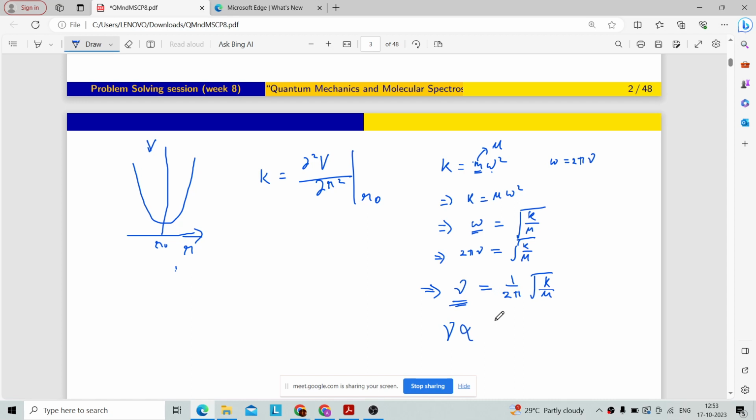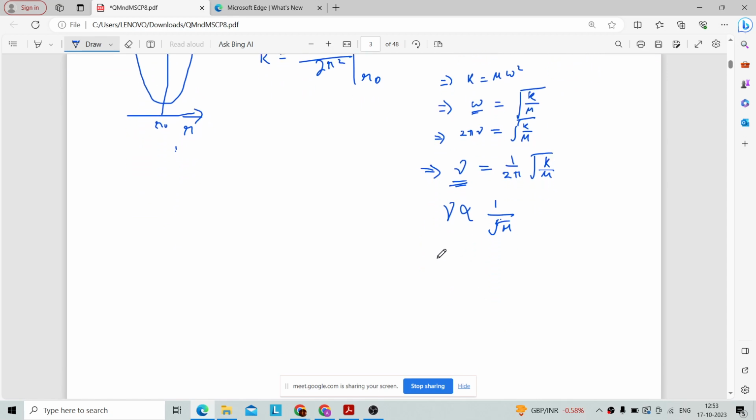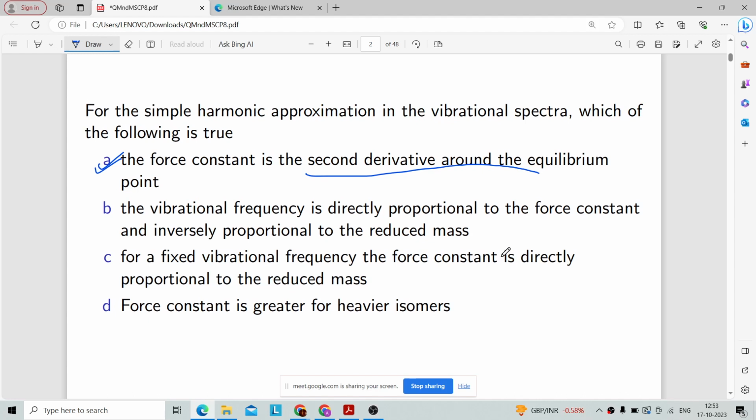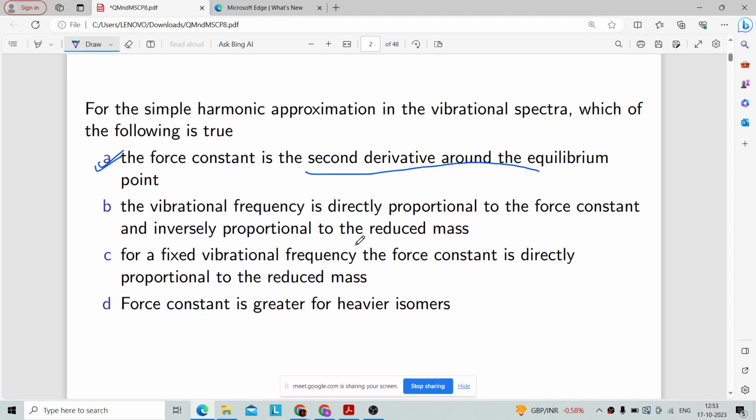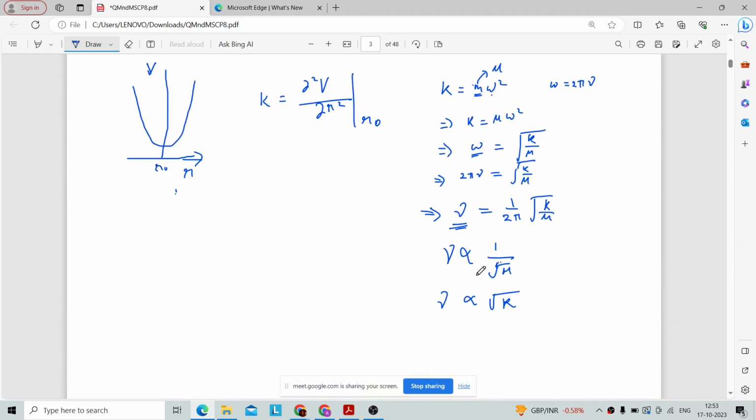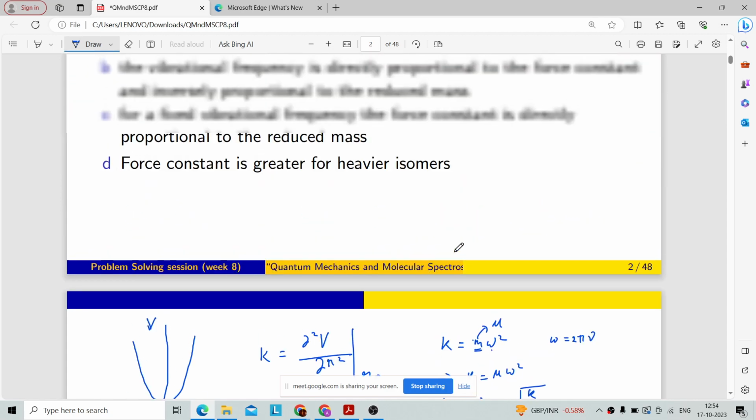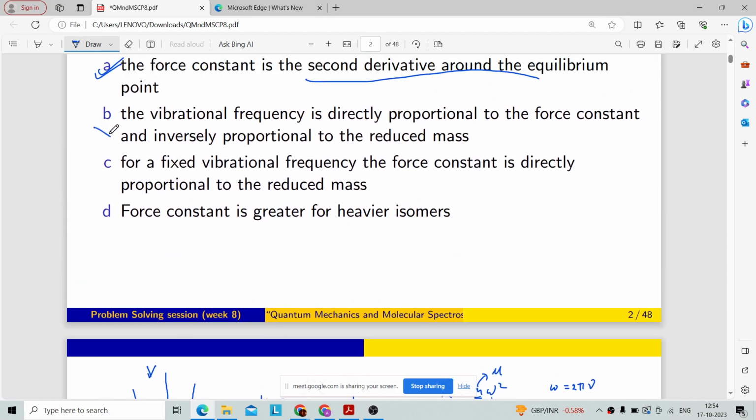So we see the frequency is proportional to 1 over root over mu, and it's proportional to root over k. So in the question, the vibrational frequency is directly proportional to the force constant and inversely proportional to the reduced mass. It's not correct. It's proportional to the square root of force constant and inversely proportional to the square root of mu. So the second option is not correct.